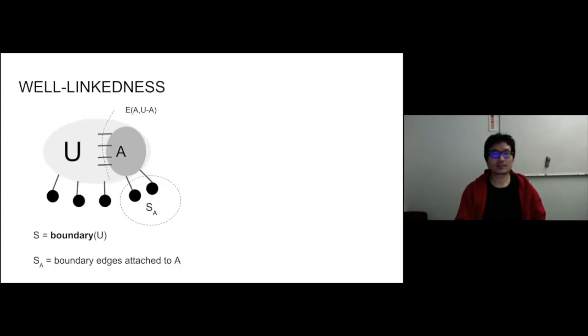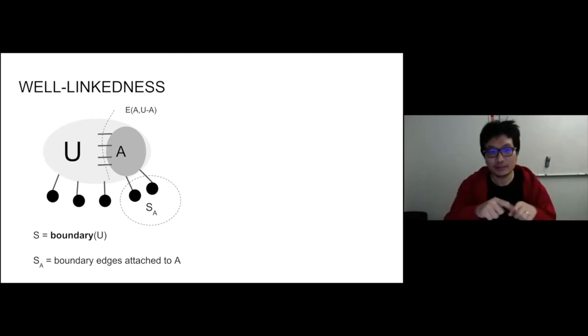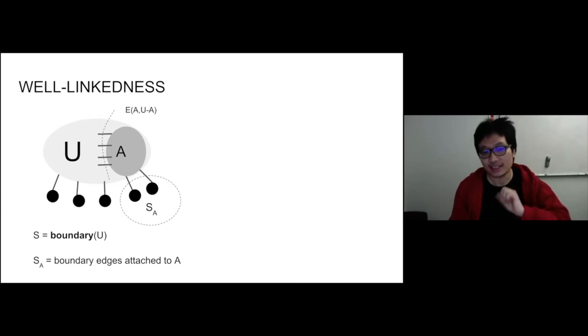So what is the notion of safe? Now I will define formally what kind of cluster is safe to contract. This can be captured by the notion of well-linkedness. If I have a vertex set U, and also the set of edges that hang out from U, the pulled-out nodes from U, let's say I denote by S the boundary of U, the boundary edges. And for each subset A of U, S_A is the boundary edges that are attached to A. So these are my terminologies.